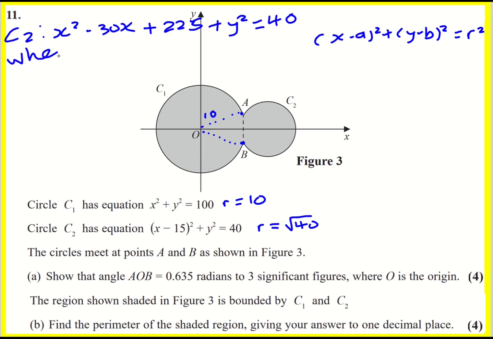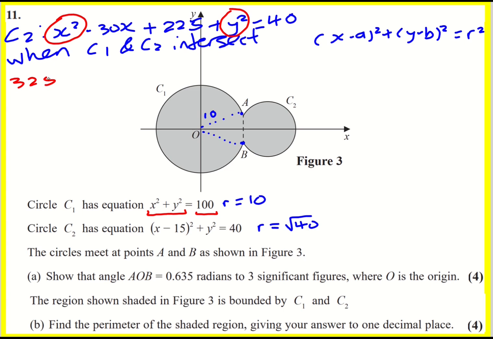So when C1 and C2 intersect, it must be that both equations are true at the same time, which means that x squared plus y squared is going to be 100. And I can just replace this here by 100. So that will give me 325, when I add the 100 to the 225, minus 30x is equal to 40. That means 30x is equal to 285. And if you do 285 divided by 30, then we get x equals 9.5.